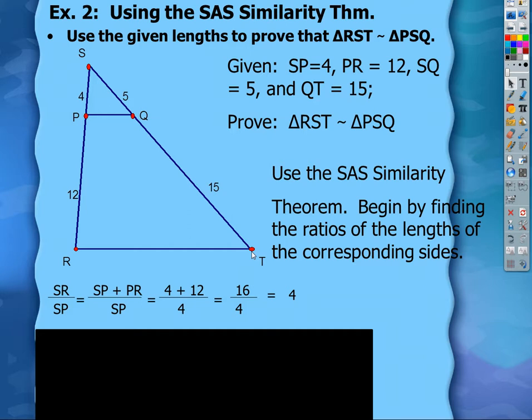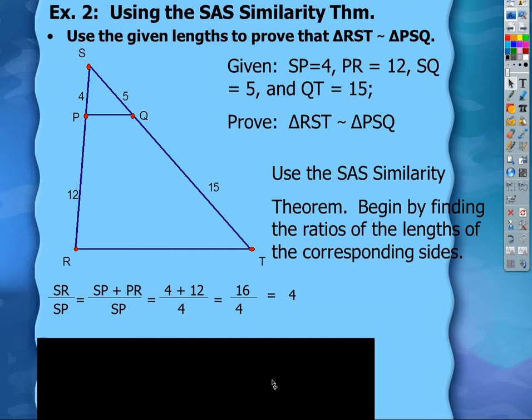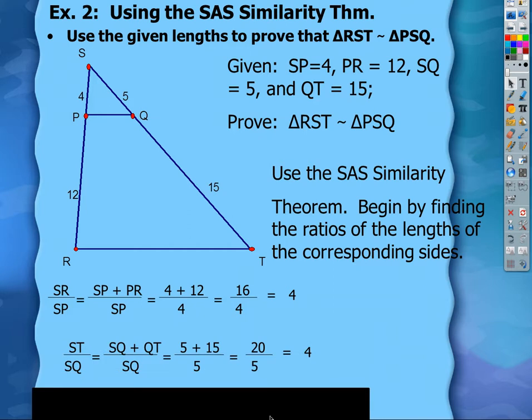What's that overall length going to be? 20? Okay. So big to small would be 16 to 4, which would have to equal 20 to 5, and that works, doesn't it? In both cases, I just get the ratio. I probably should write it this way: 4 over 1, right, or 4 to 1.